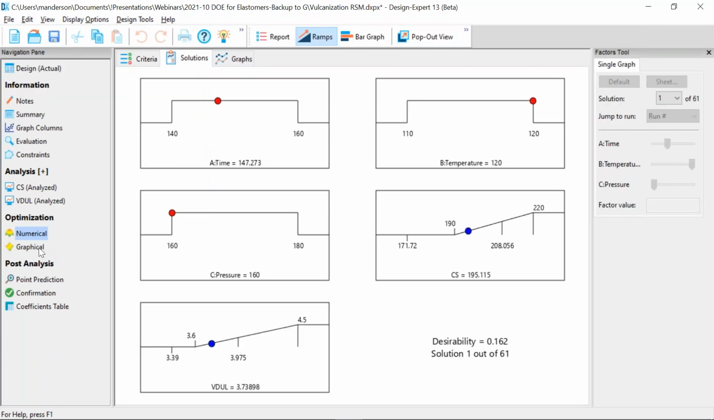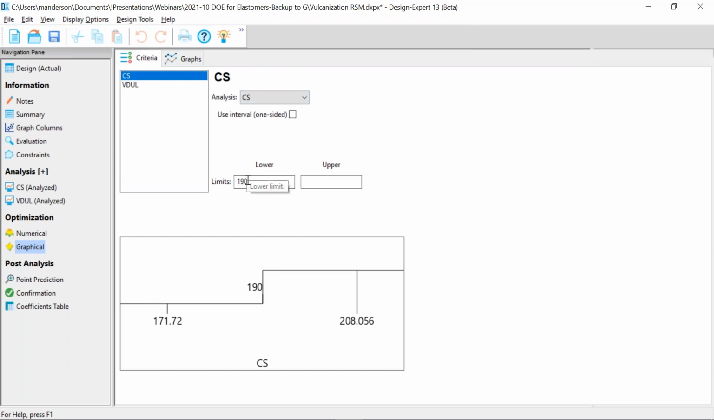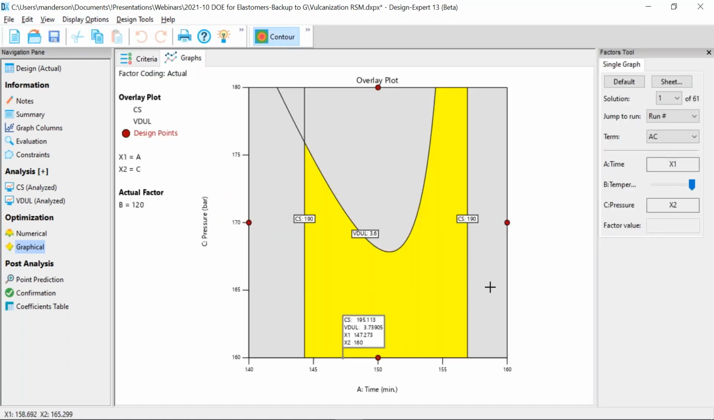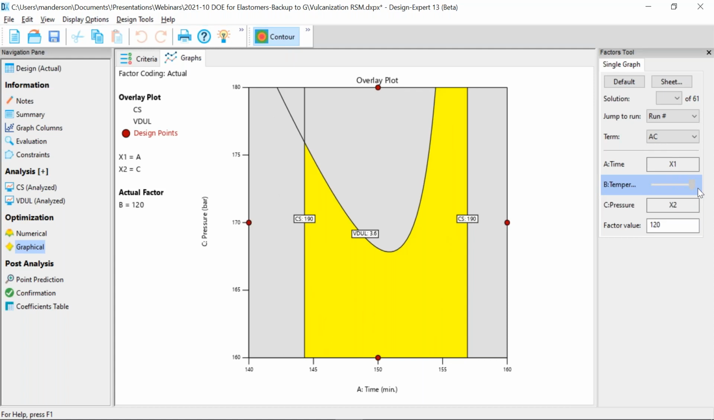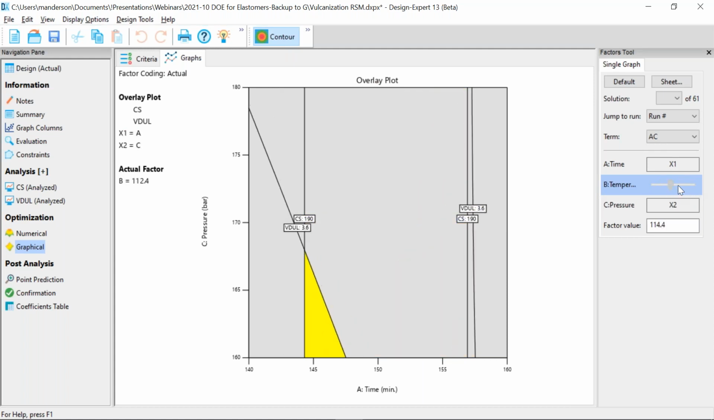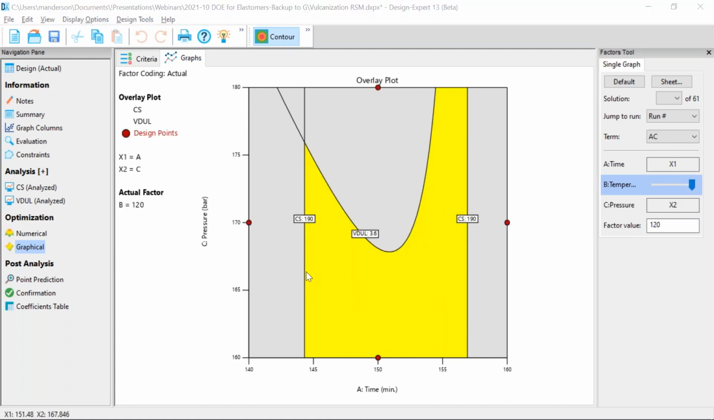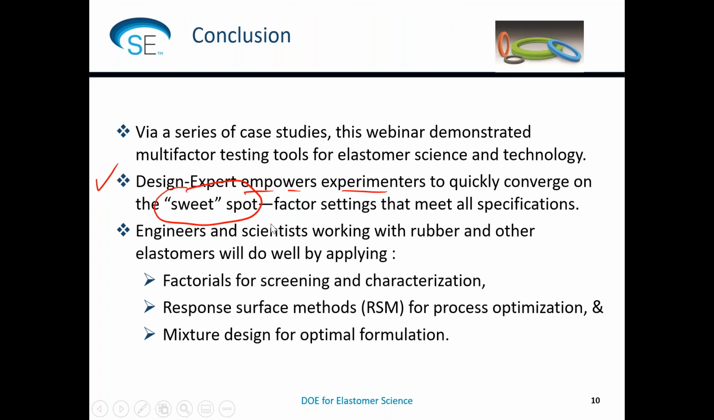And then if you go to the graphical overlay and just say we've got to be at least 190 by the customer spec for the CS and at least 3.6 on the VDUL by the European standards, this is what I'm talking about, a sweet spot. Now, as I change the temperature on this, the sweet spot closes out, almost closes out entirely. So you can see the sweet spot is very sensitive to the temperature for this vulcanization. So that's a really cool feature of Design Expert, to be able to see that.